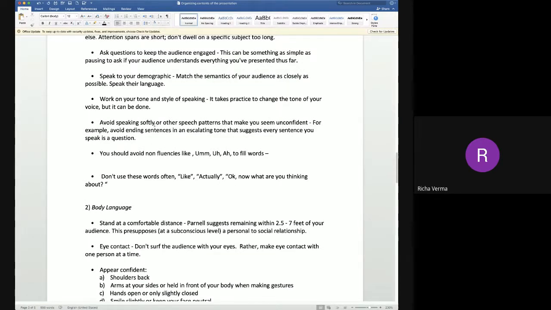Avoid speaking softly or other speech patterns that make you seem unconfident. So confidence लाना है, okay? So you have to speak in a tone which makes you confident. अगर आप बहुत धीरे बोलेंगे तो आपका confidence lose हो जाता है. तो आपकी जो tone है या आपका जो confidence है वो आपकी speech के साथ ही आएगा.